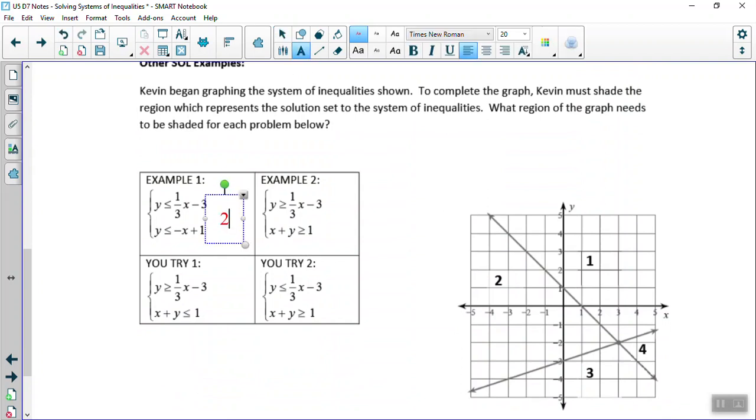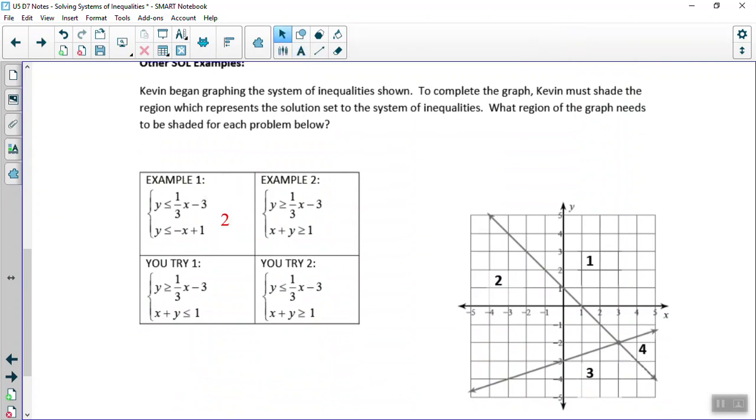So 2 is where they belong. Okay. Let's come over and do this one here. Now, these are also ones that you can do on your calculator. This one, first though, we have to rearrange.